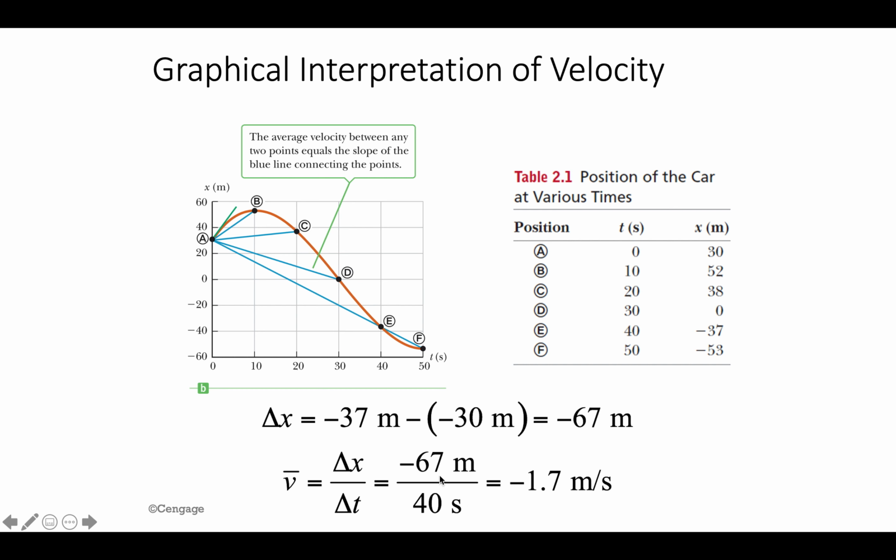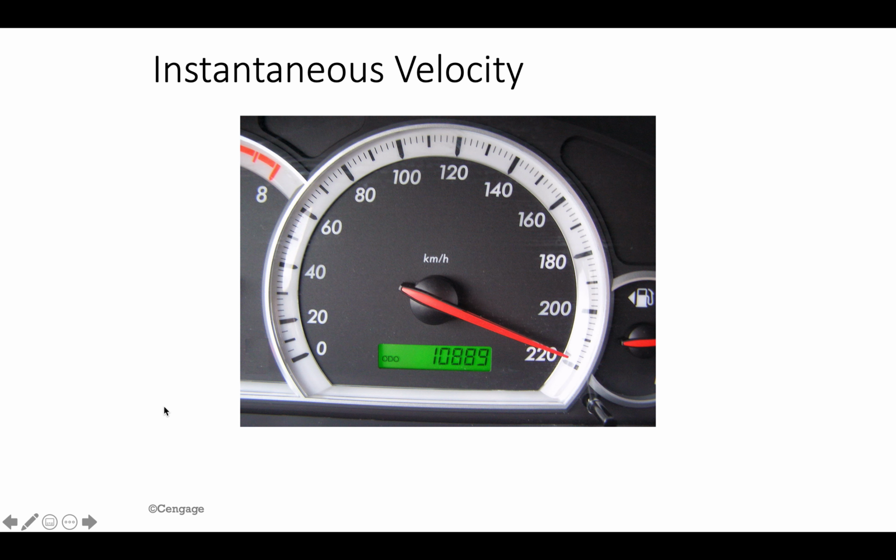Now, that is an average velocity. As we said before, we start off moving in the positive direction, slowing down, then turn around, speed up in the negative direction, and actually start to slow down a little bit before we get to point E. But our average for that entire motion, represented by this slope from point A to E, is negative 1.7 meters per second. However, sometimes we want to know not just the average between two discrete times.